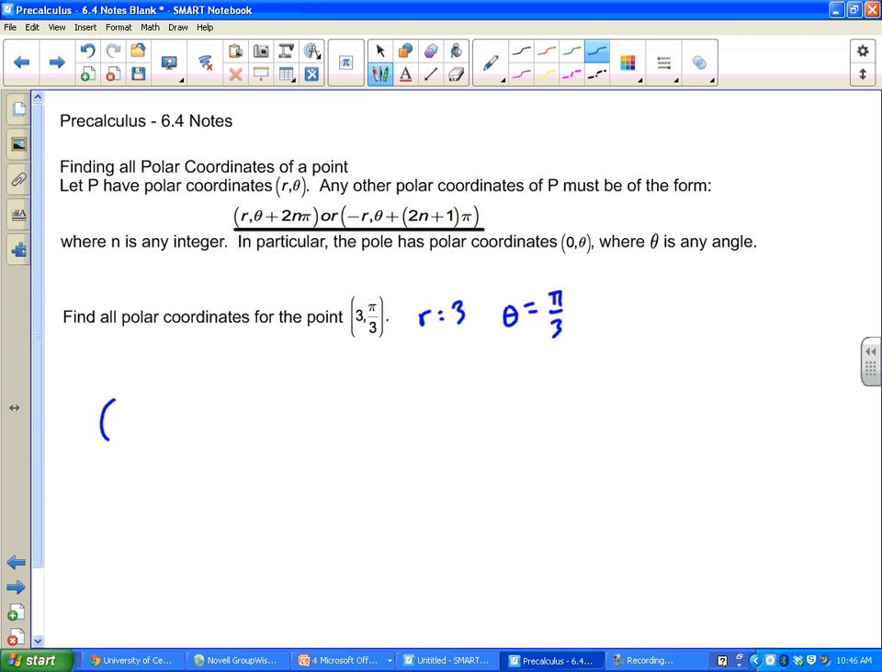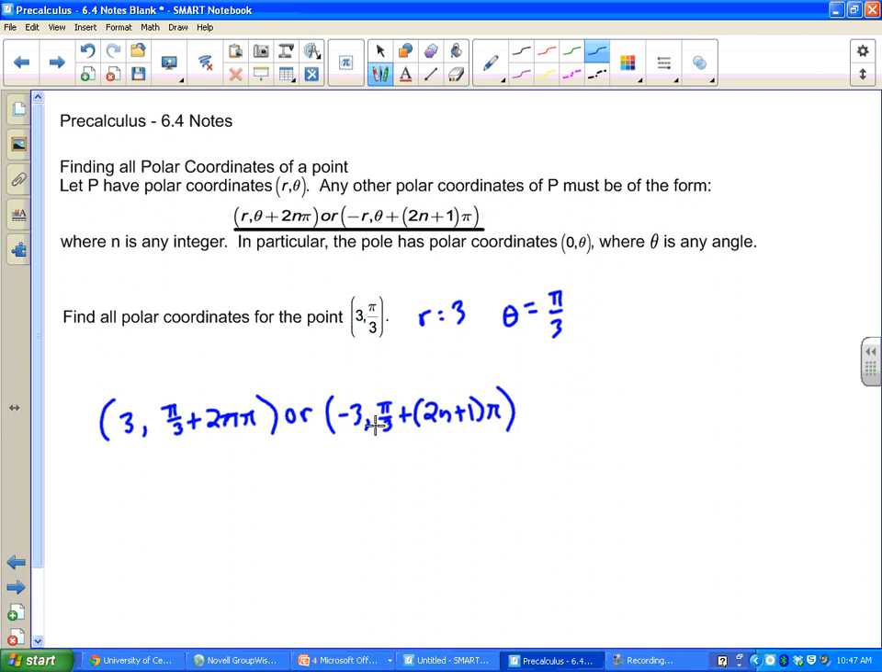So the first one has r, which is 3, comma, theta is pi over 3 plus 2n pi. Or we could have negative r, so negative 3, comma, pi over 3 plus 2n plus 1 times pi. And these would be our two answers if they ask us to find all of the polar coordinates of a point.